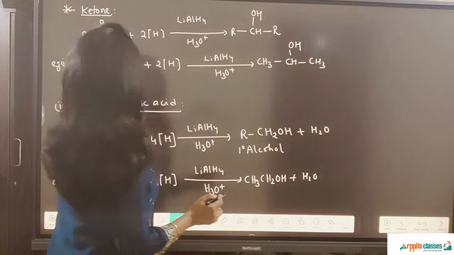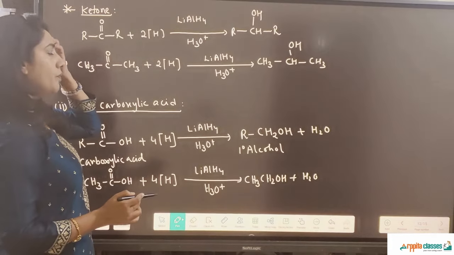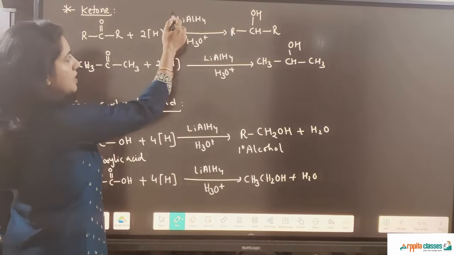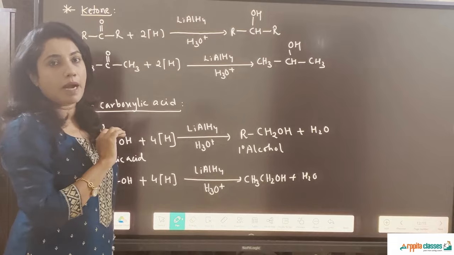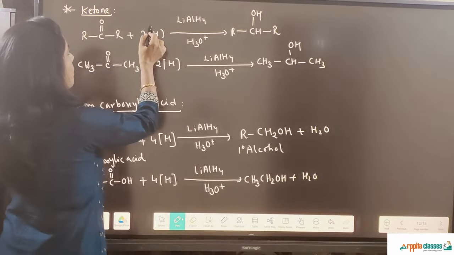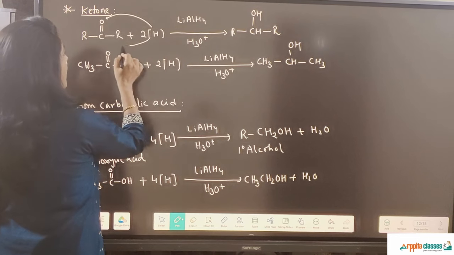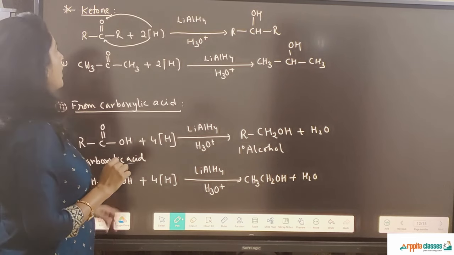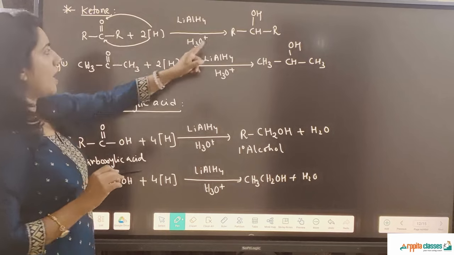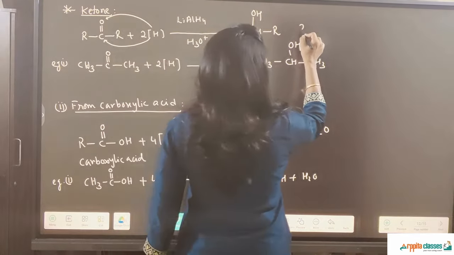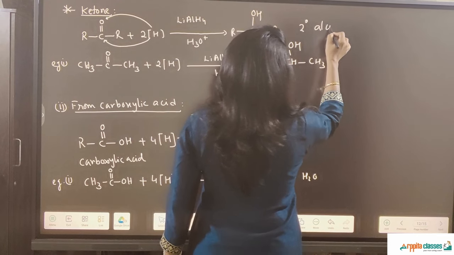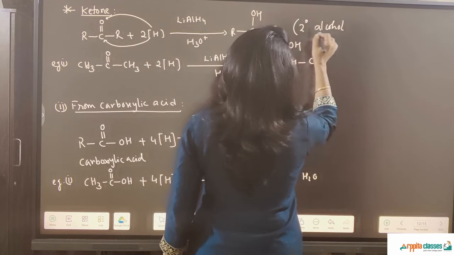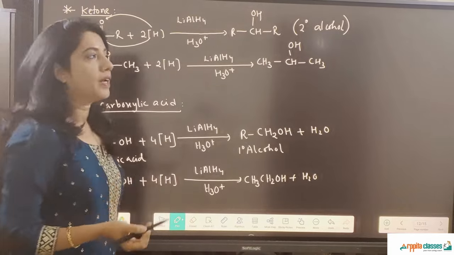Okay, let's see the next, ketone. With ketone, if you are doing the same reduction process using lithium aluminium hydride followed by H3O+, one hydrogen attacks here and one hydrogen gets attached here. So we get RCHOHR, which is your 2 degree alcohol. So ketone gives us 2 degree alcohol and aldehyde gives us 1 degree alcohol.